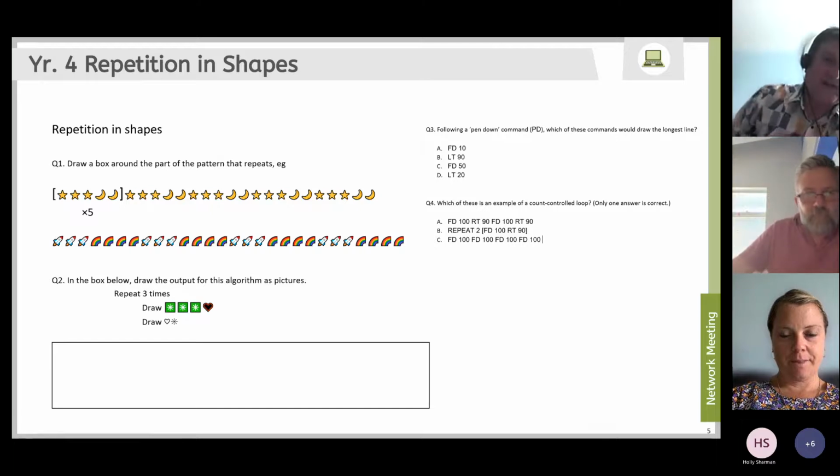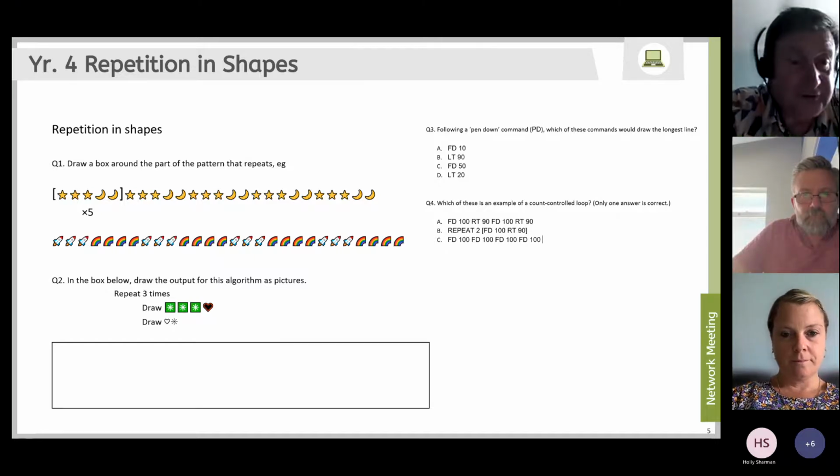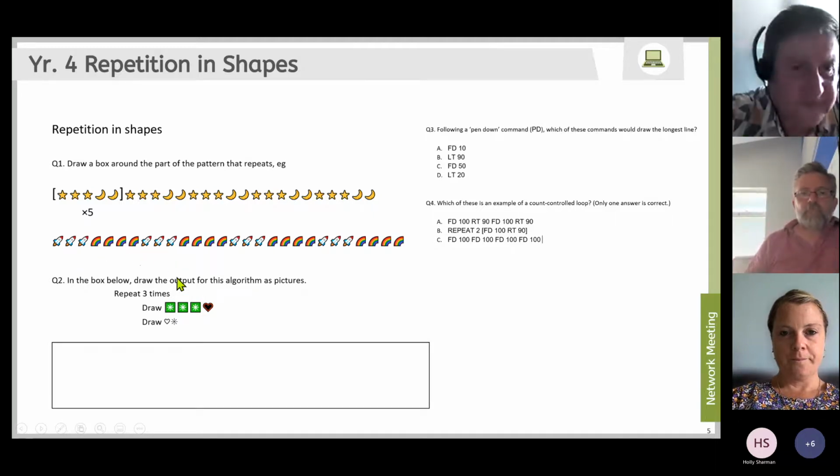An example of a Year 4 activity. These sometimes might give you ideas for unplugged things as well. So obviously these assessments are unplugged. You do them away from a computer, and you might end up thinking, oh, these will be quite good 10-minute tasks for something unplugged to get them thinking about repetition. So here you've got to identify the unit that repeats, or use a command like repeat 3 times, draw this and that.